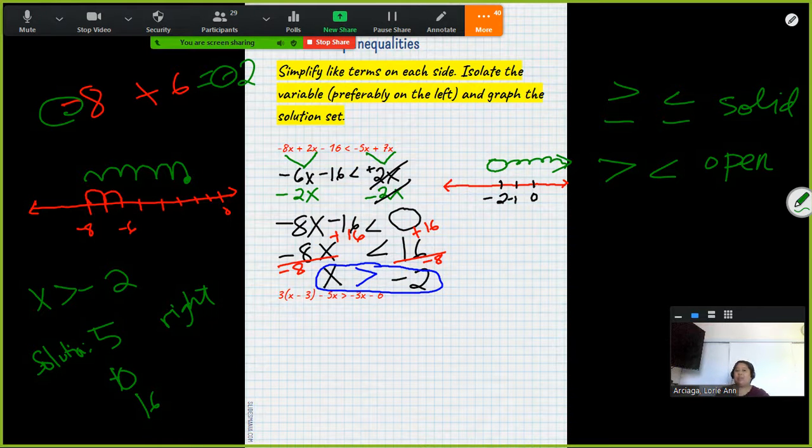Okay? So that means you're going to shade to the right. There you go. Okay. Now this looks like negative. It might confuse you. But that's +10, not -10.